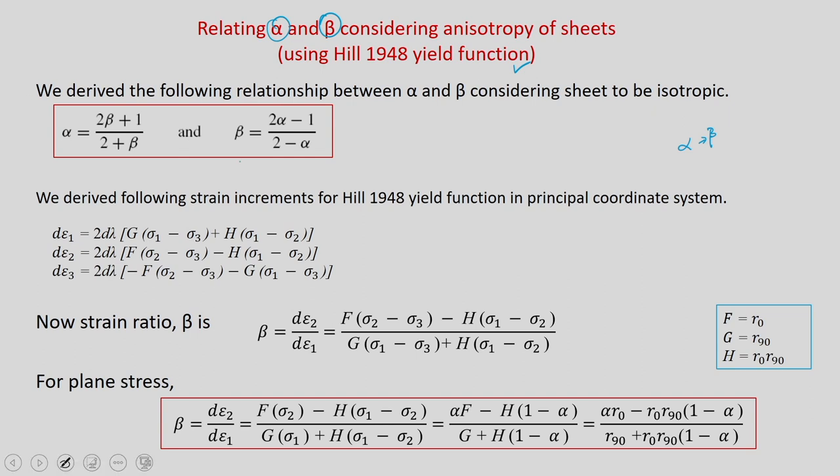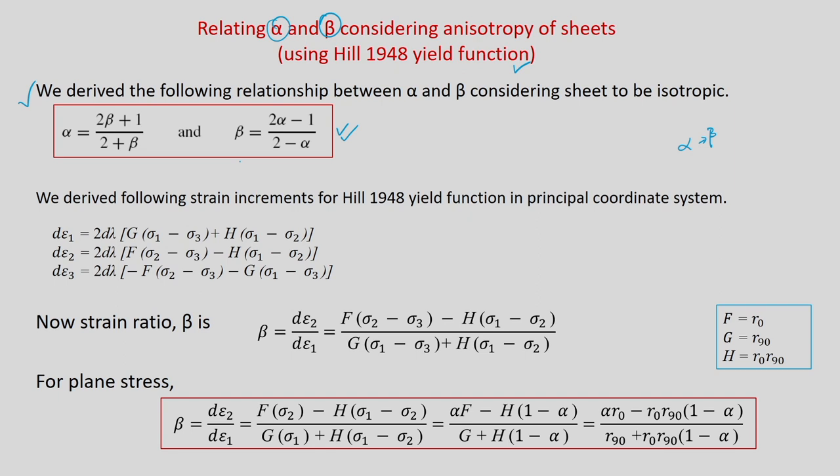So, this particular equation is known to us, no? We derived the following relationship between alpha and beta considering the sheet to be isotropic, using Levy-Mises equation. We already derived it, and using this we solved a lot of problems, correct? Alpha is equal to 2 beta plus 1 divided by 2 plus beta, and beta is equal to 2 alpha minus 1 divided by 2 minus alpha, right? So, we derived this equation before.